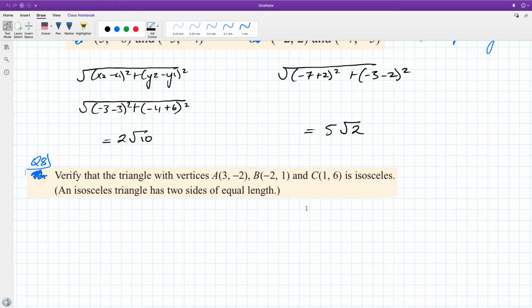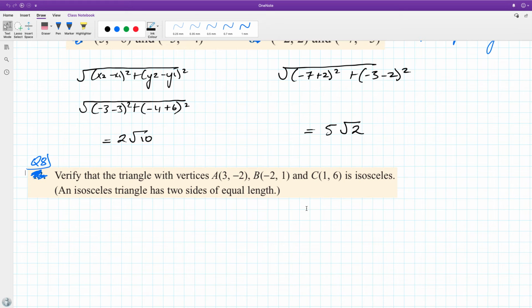Exactly, figure out the length. Figure out the lengths of the triangle, and if two of them are the same, you know what? What's another name for length? Distance, exactly. Figure out the distance between the points. And if two of the distances are the same, then you know it's an isosceles triangle.